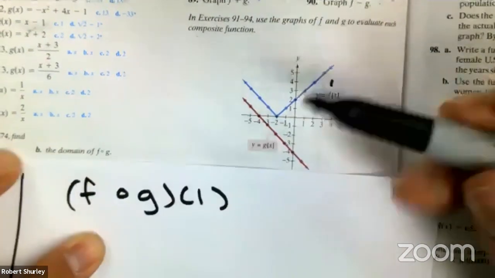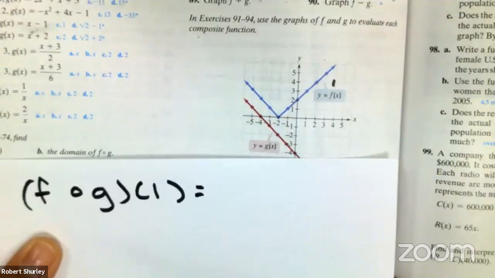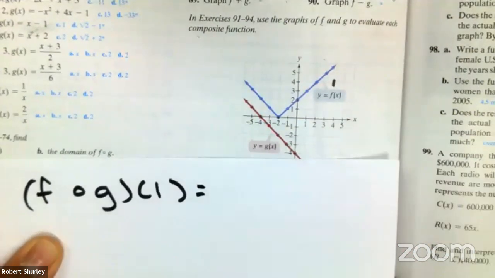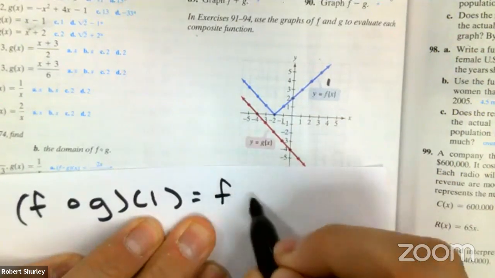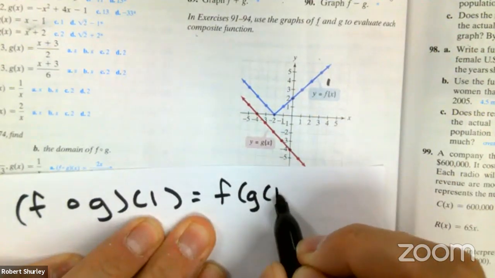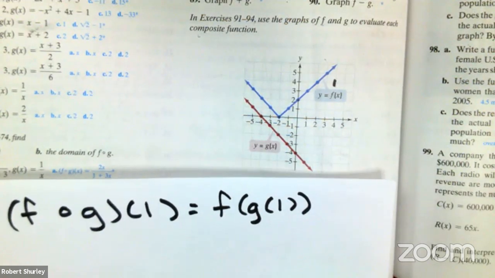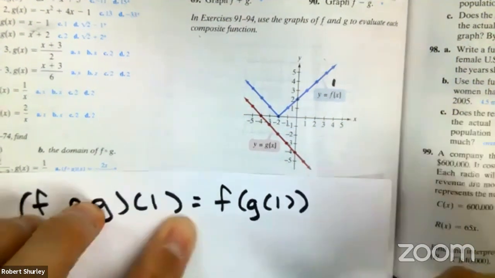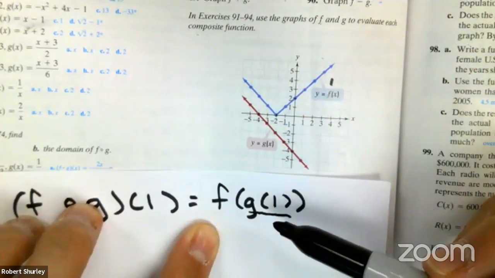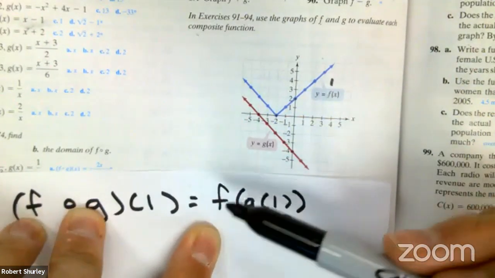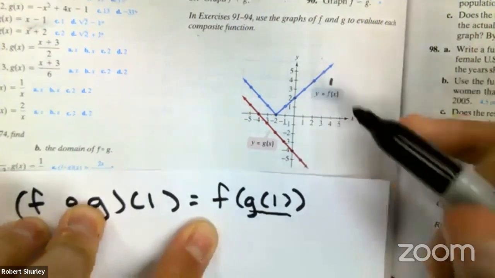Now, before I look at the graph, I'm going to write this like we have been algebraically, because we don't have an equation here, right? We just have the graphs. So this would be f composed of g of 1, right? So now, just like before, I've got to work inside out. I've got to find the g of 1 first, find what that is, and then find f of whatever you find out g of 1 is, okay? So let's find g of 1.